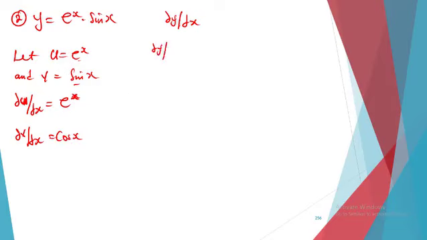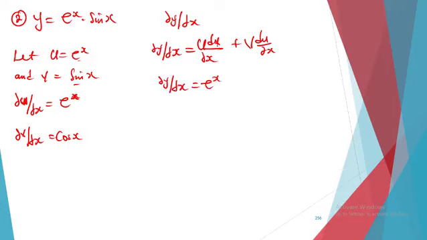Our dy over dx would then be equal to, remember, u dv over dx plus v du over dx. So therefore dy over dx will be equal to, what's our u? e to the x. What's our dv over dx? Cos x. Plus, what's our v? Our v is sine x. And what's our du over dx?